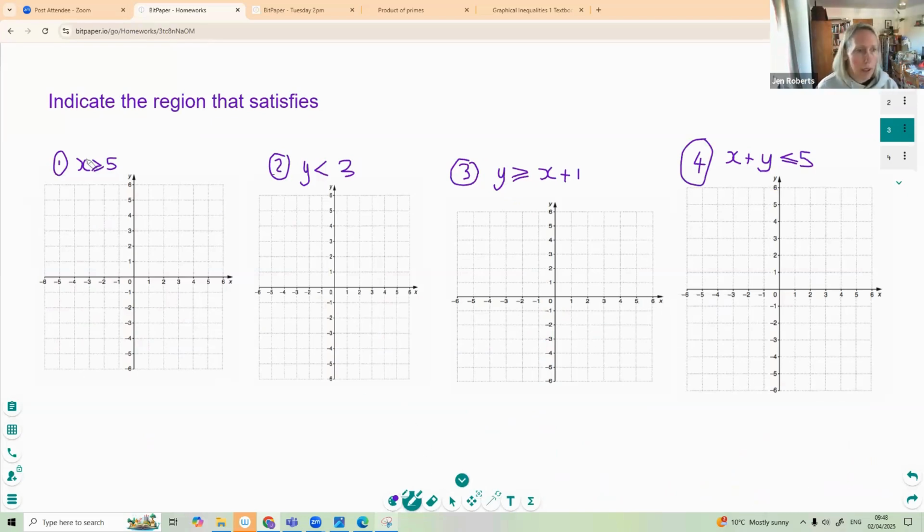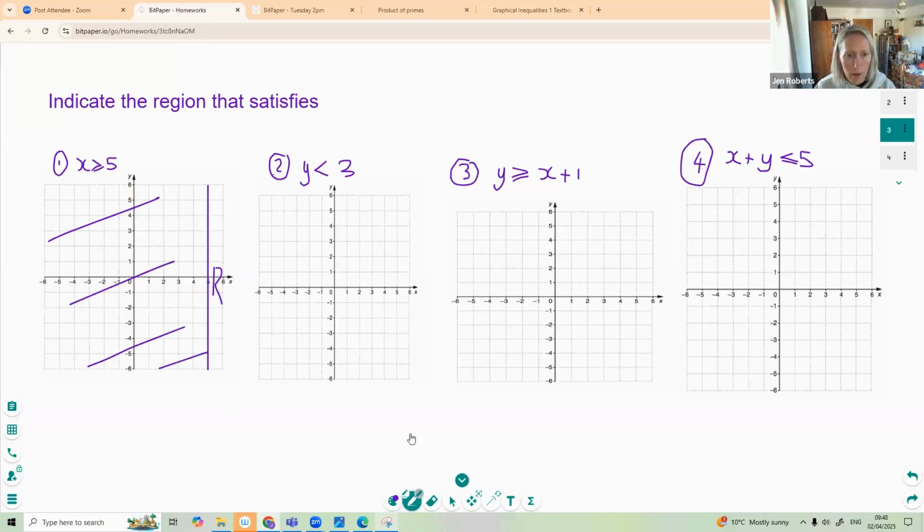Indicate the region that satisfies x is bigger than or equal to 5. So first of all, I need the line x is equal to 5. Where is x bigger than or equal to 5? Well, this value here, 6, is obviously bigger than 5, so this is my region. I'm going to put R here to show it's my region. Do not want all of that, because that's smaller than 5.